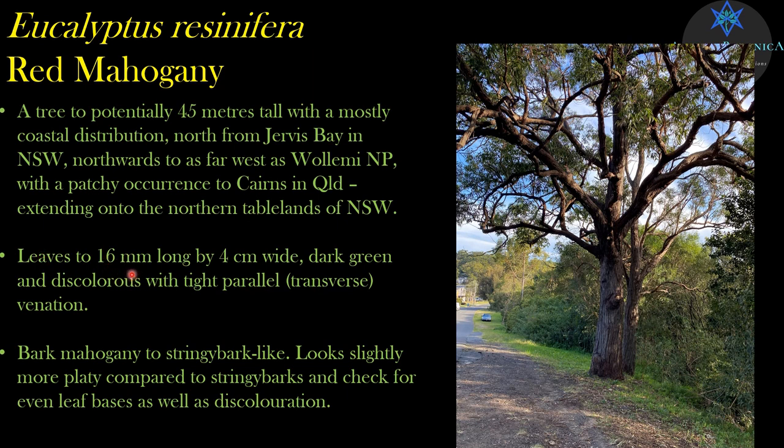Leaves to 16 centimetres long, not millimetres, centimetres long, sorry, by about 4 centimetres wide. Dark green and discolorous. And one thing I'll show you is this tight parallel or transverse venation. That's a real thing to look for with red mahogany or Eucalyptus resinifera. When you first see them, you'll think they're a stringy bark.